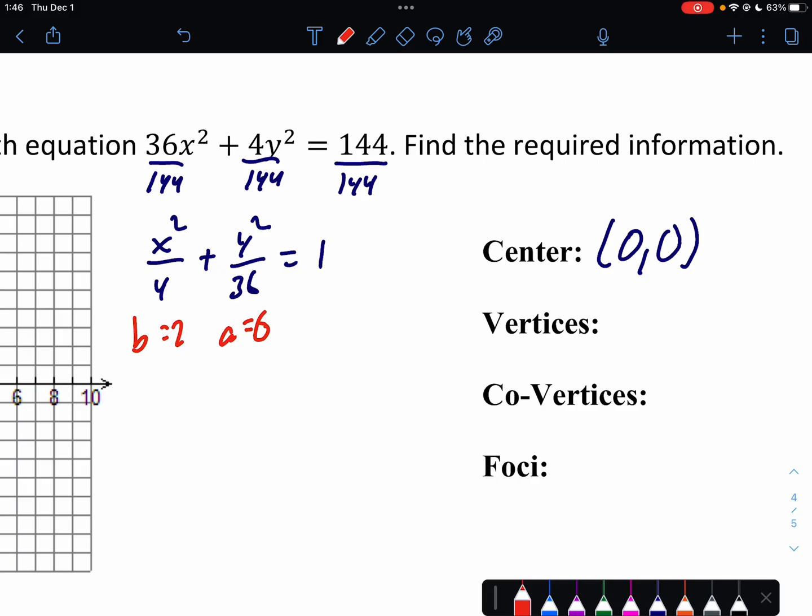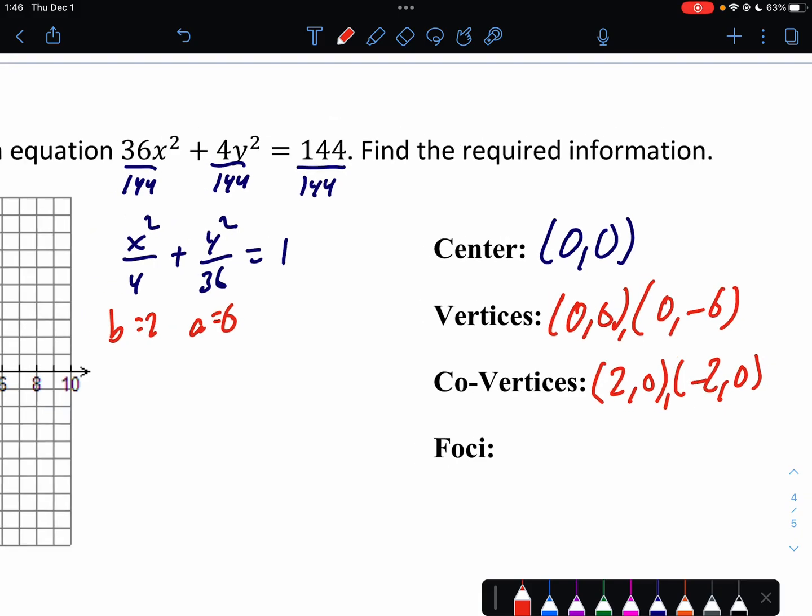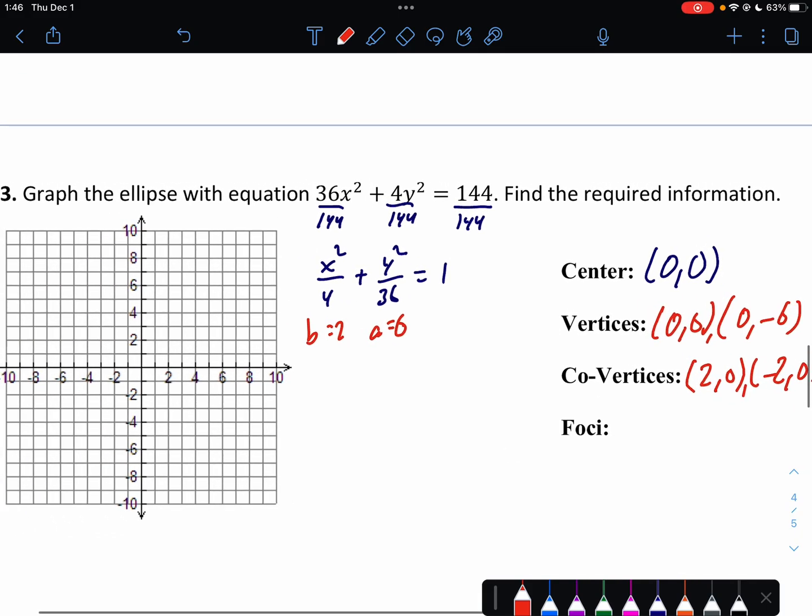A is under y, so we're going to move 6 up and down, and 2 left and right. So let's stop there and let's plot that. There's our ellipse.